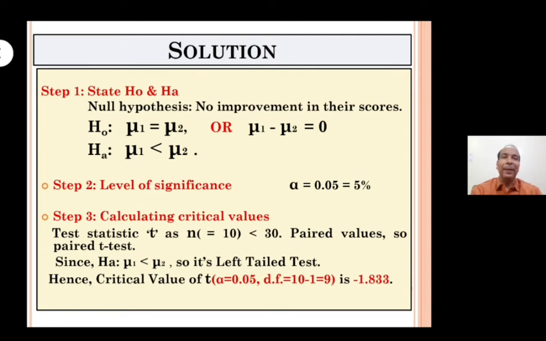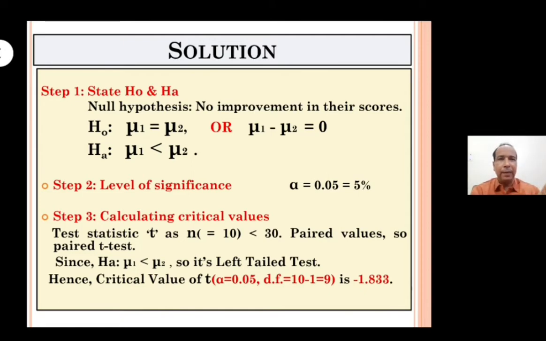Whereas the alternative hypothesis is mu1 is less than mu2. That means mu2 minus mu1 is greater than 0. That is with greater than sign. If we make it difference, we bring here the minus sign. Mu2 minus mu1 is greater than 0. That will be the alternative hypothesis.